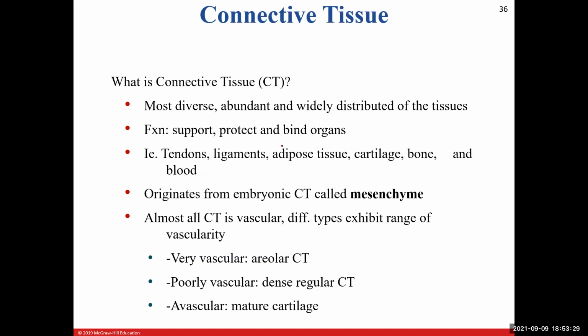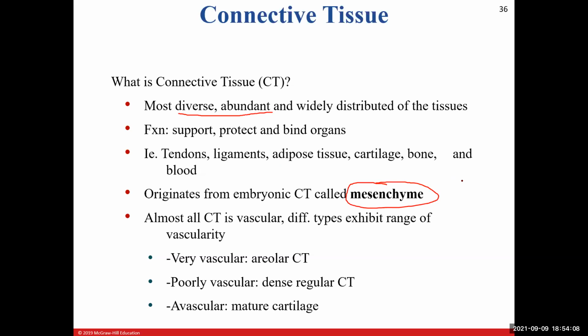So this slide, I believe I've showed you this before. Connective tissue is going to be very diverse, and we're going to have a lot of it throughout the body. It plays several different roles, some of which are support, protection, and binding of organs. So we'll see it all over the place. Tendons and ligaments, our fat, our cartilage and bone, and our fluid connective tissue is going to be blood. There are three types of connective tissue, and I'll talk about that in a second, but all connective tissue comes from mesenchyme. That's the embryonic stem cell tissue.